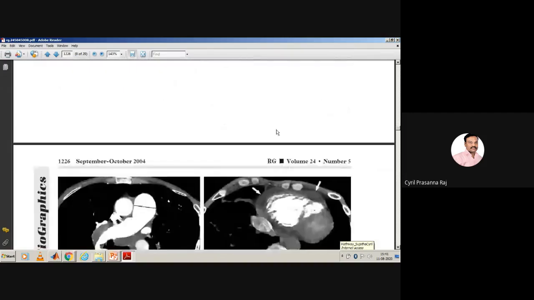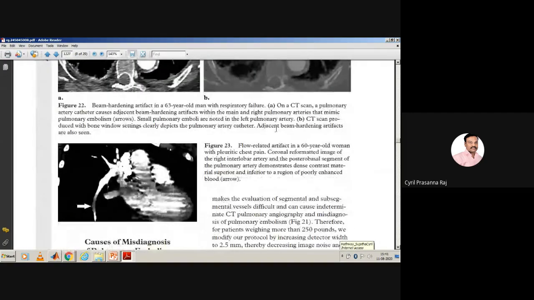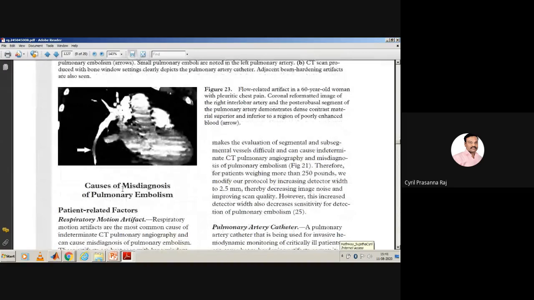So there are all these images available there. Once you go further through all these things, there is also one more section telling about causes of misdiagnosis of pulmonary embolism. All the images that we saw till now are basically going to tell you whether it is pulmonary embolism or not, or blockage, in a CT image.